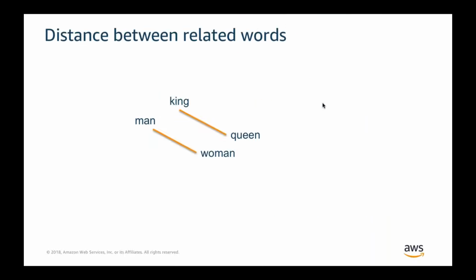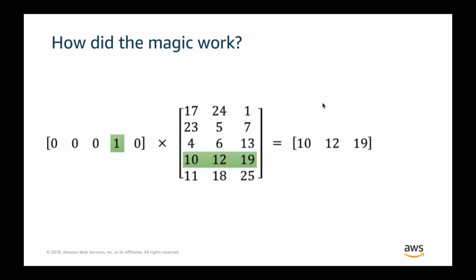I find that to be magical, right? This is what makes this very intuitive for me. So how did this come about? How are you even able to capture this kind of information in word2vec when we did not tell the algorithm the meaning of the words or these relationships explicitly?